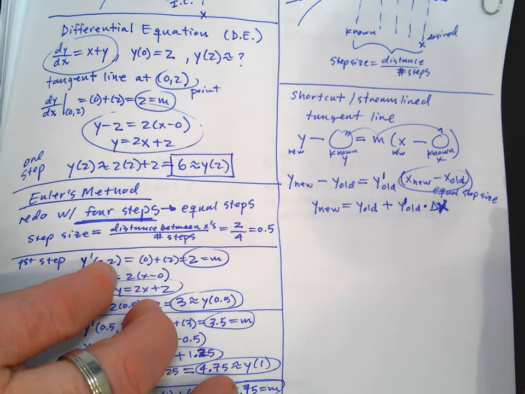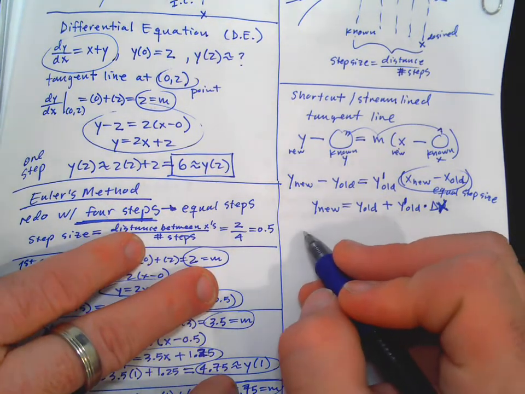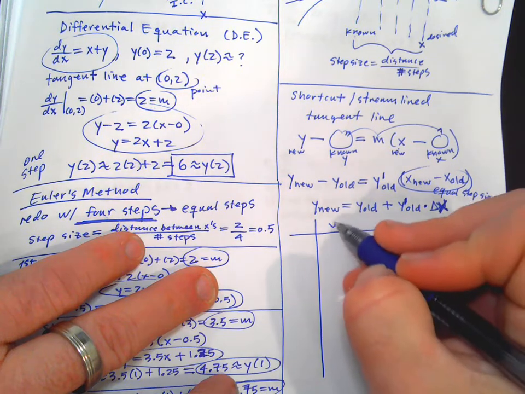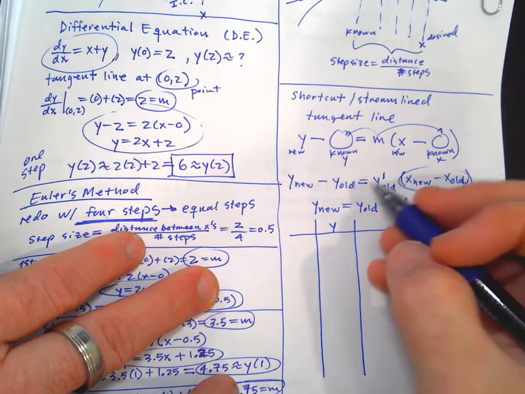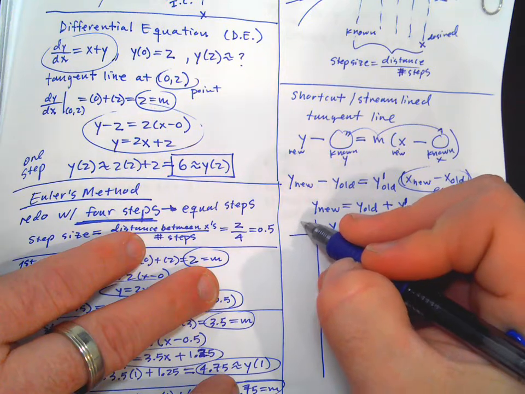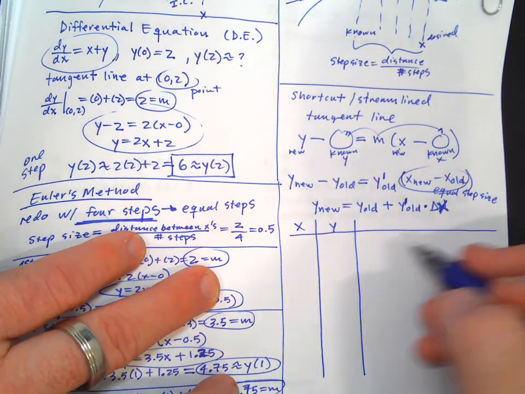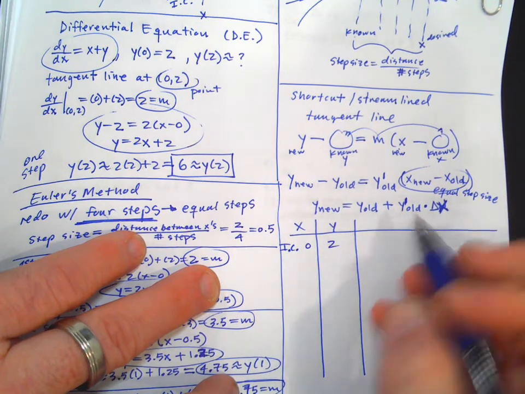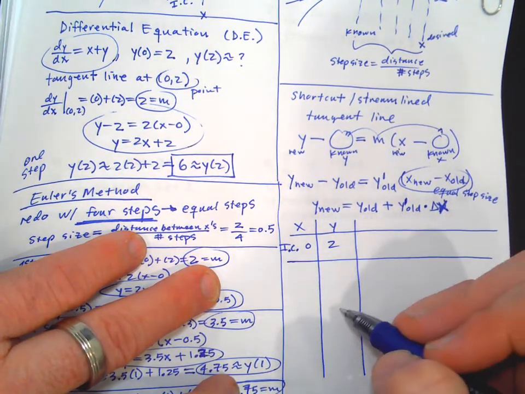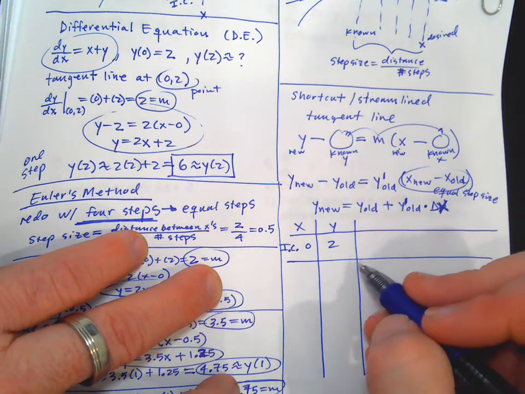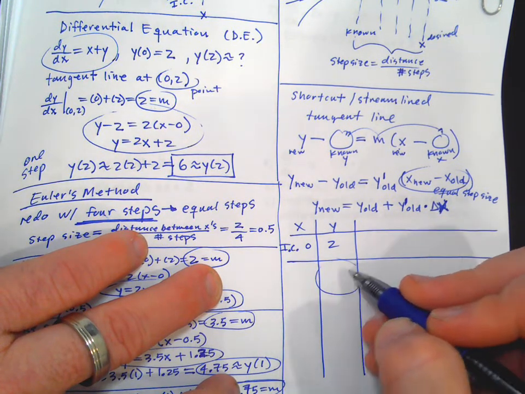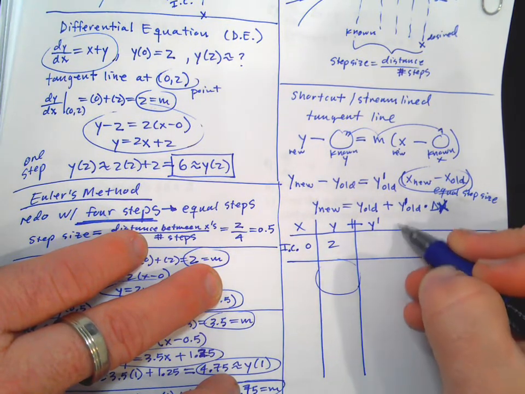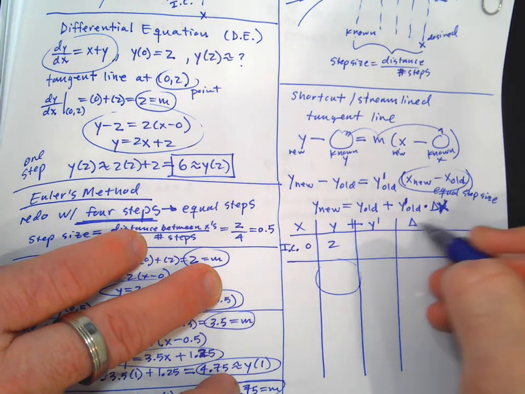Now, if you get that, we can make a table to put this information in and speed things up. It takes a little bit of the repetitive work out. I want an x and a y. For us, the initial condition was 0, 2, okay? So I want the x and the y first, and then the new y, the next one below it, is going to equal the old y plus y prime, right, times delta x.